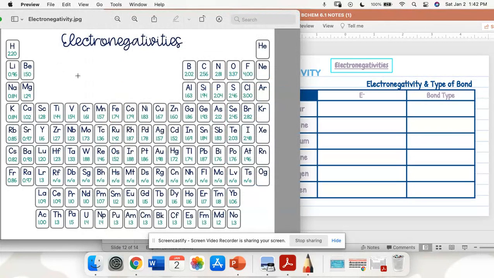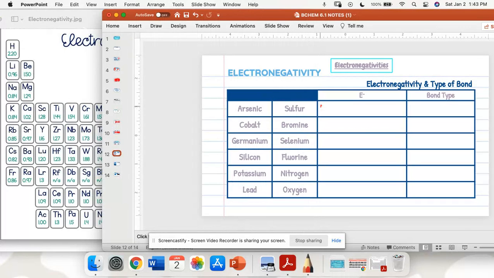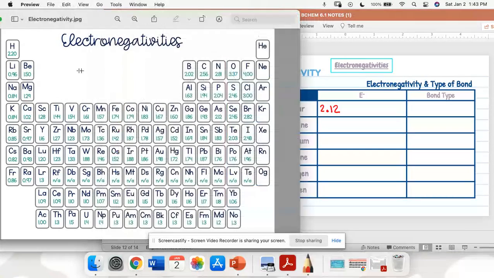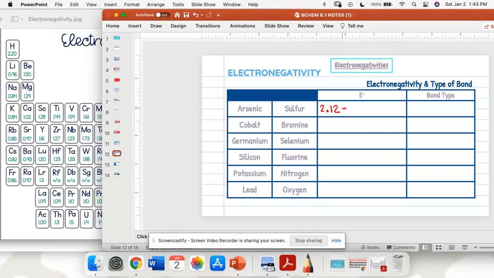So arsenic, which is As, is right here. It has an electronegativity of 2.12. And sulfur has an electronegativity of 2.46. So we subtract these, and the answer is always in absolute value. So I'm going to put absolute value bars on this symbol up here. This is the electronegativity symbol. So when you do the subtraction, it's negative 0.34, but since it's absolute value, it is 0.34.